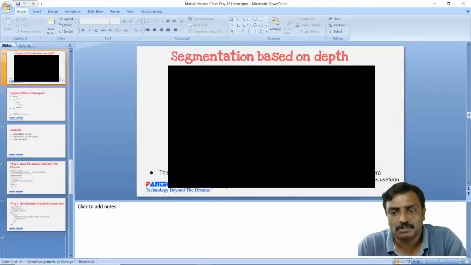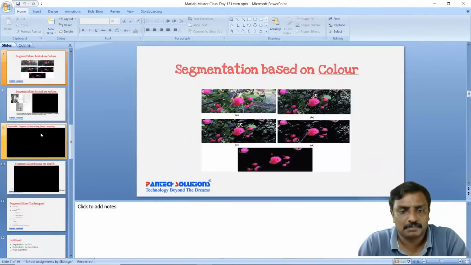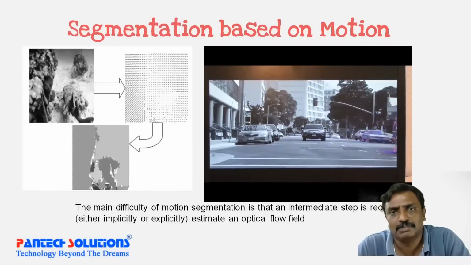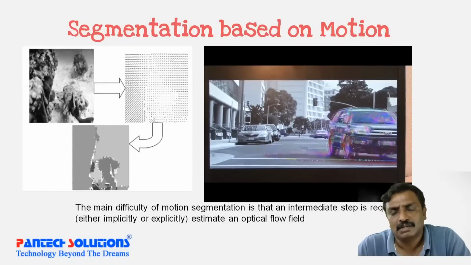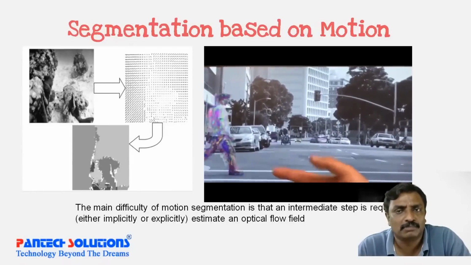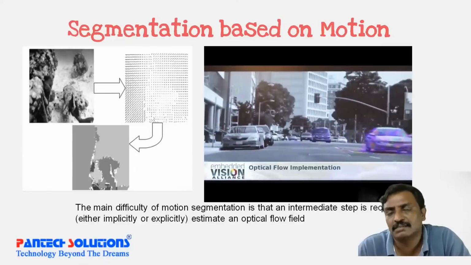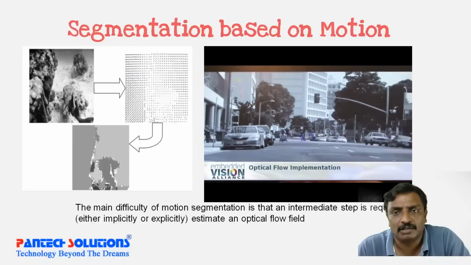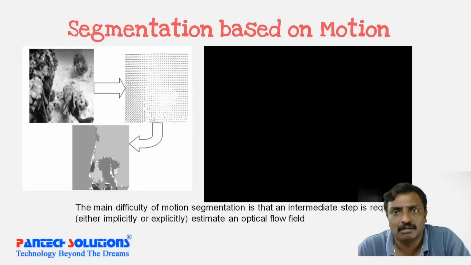And segmentation based on motion. If you see in this example, only the moving objects will be segmented. This is used for video surveillance systems, where you want to get an alert whenever motion is detected, or a pedestrian detection system, or vehicle counting or vehicle monitoring. When segmentation is done based on motion, like using optical flow, this technique is called motion-based segmentation.